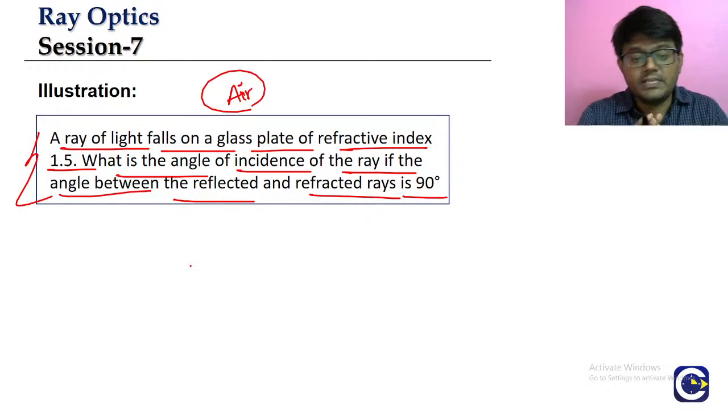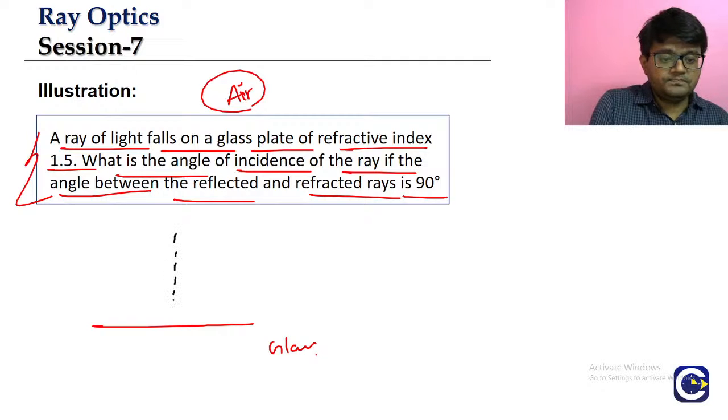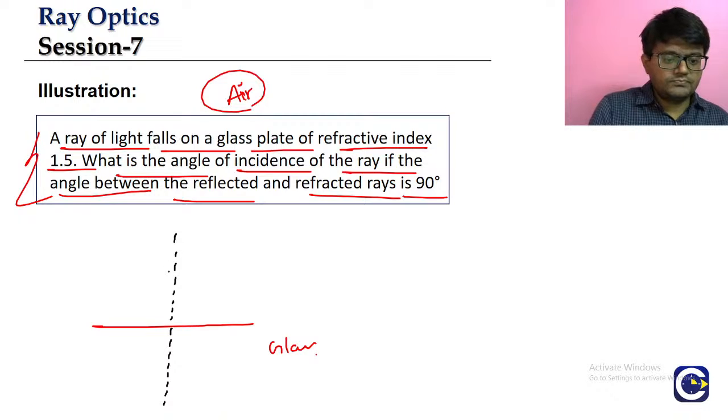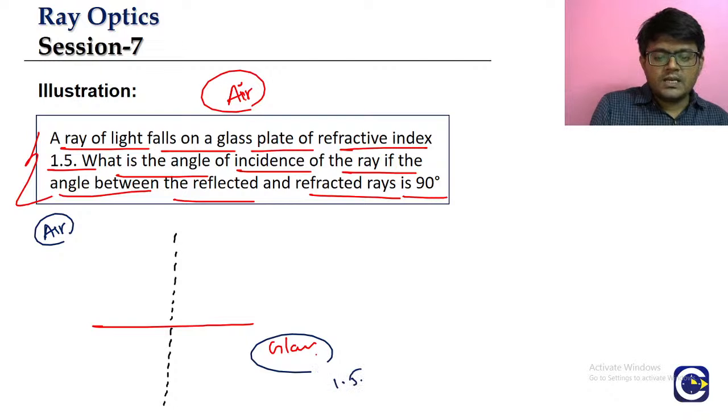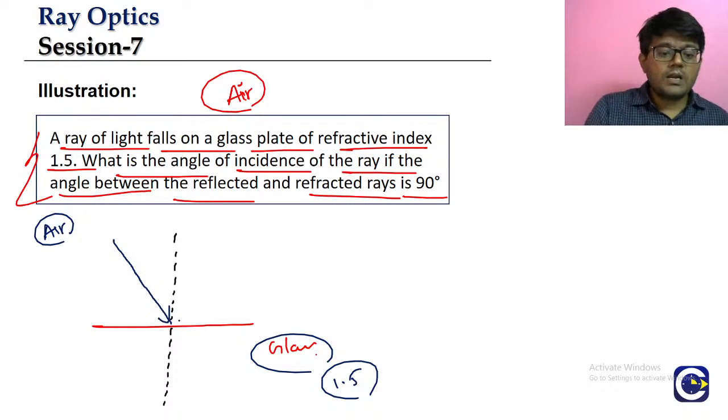So here we need to understand one thing. This is the glass. Okay, so let us just represent the normal. I'll use a different color marker. So let us say this is the normal. We have the incident ray. The incident ray is coming from where? Air. This is the glass. The glass refractive index is 1.5. Now the incident ray is coming like this, imagine. Okay. What will be the reflected ray? That will be the reflected ray.